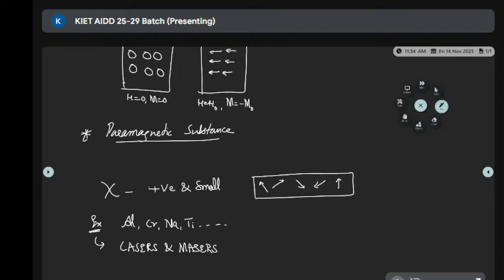Paramagnetism is temperature dependent. Here we use a temperature called Curie temperature. When the temperature is less than the Curie temperature, it is converted into diamagnetism. Above Curie, it is paramagnetic. So it is temperature dependent.